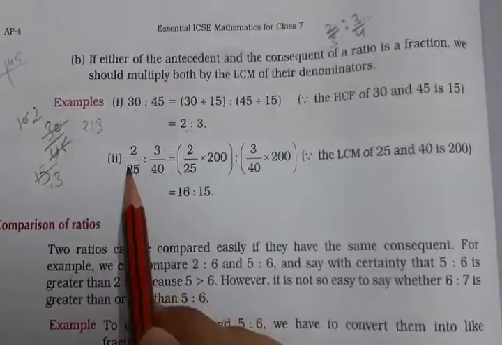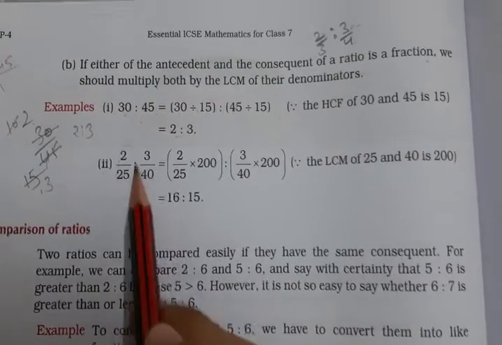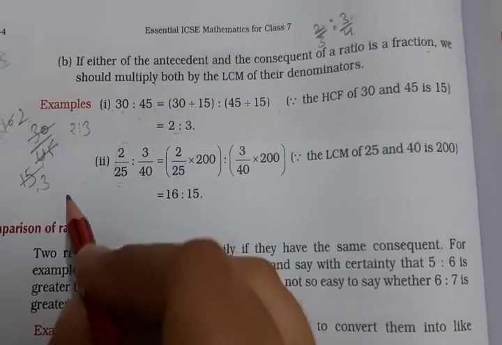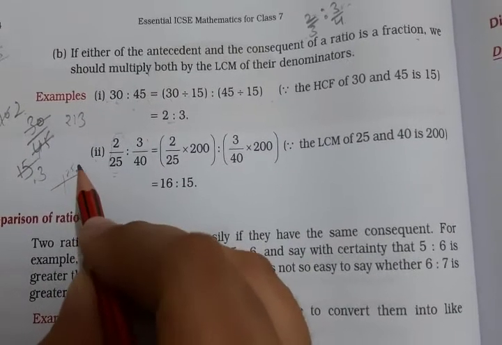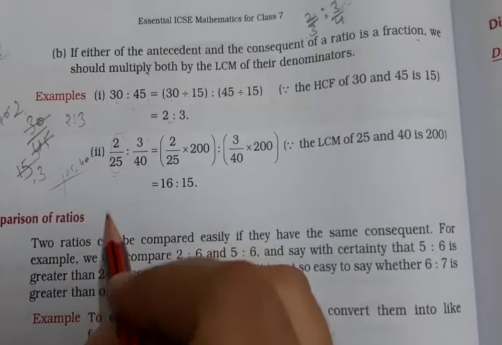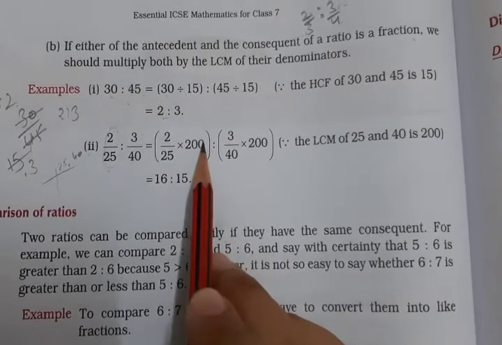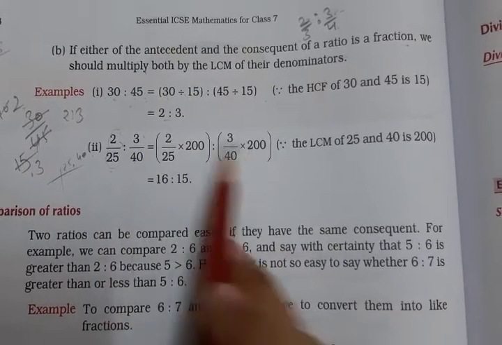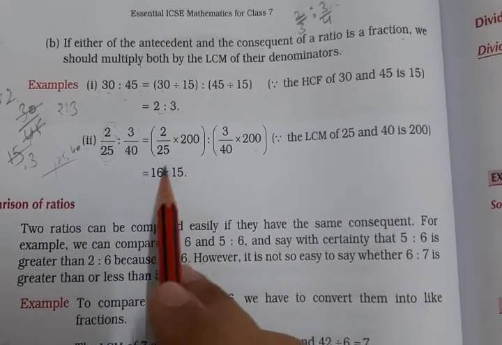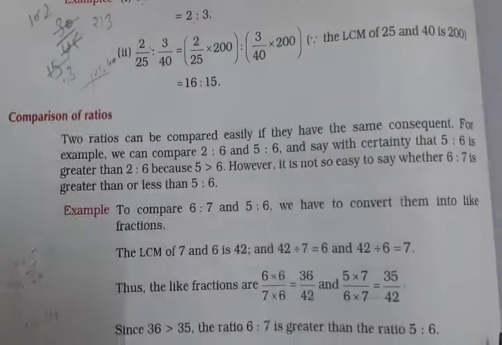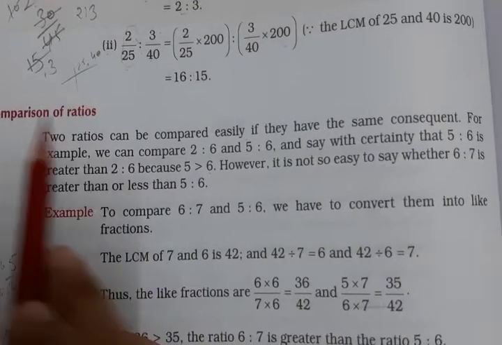Now for the second one, look, the ratio is given in fractions. Now we will take the LCM of the denominators. You all know how to find the LCM and HCF. After that we will get an LCM of 200. We will multiply these terms by 200, and after that we will get 16:15. Understand? Now let's come to the next topic, comparison of ratios.